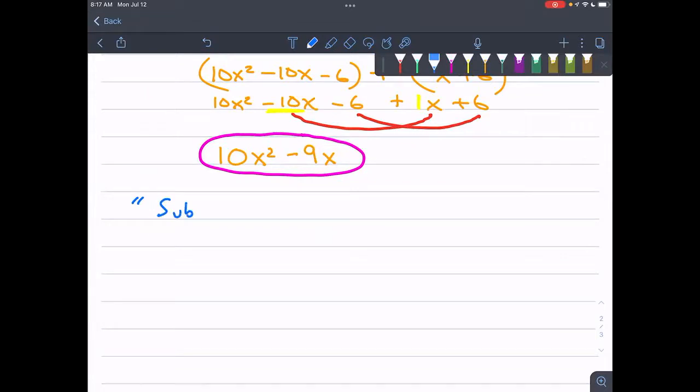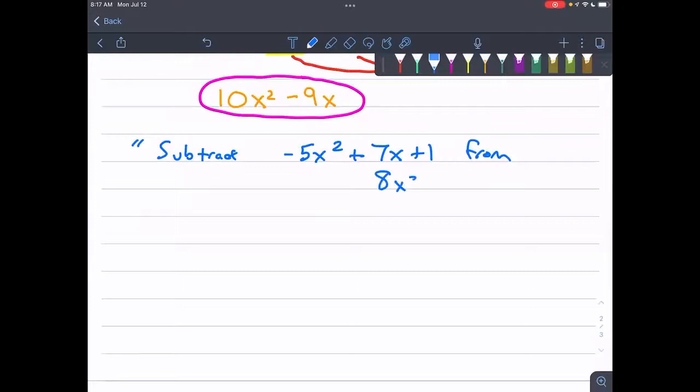Okay, one more on this part, and then we'll do the next one. Subtract -5x squared plus 7x plus 1 from, so I'm going to underline both of these, -5x squared plus 7x plus 1 from 8x squared plus x minus 10.